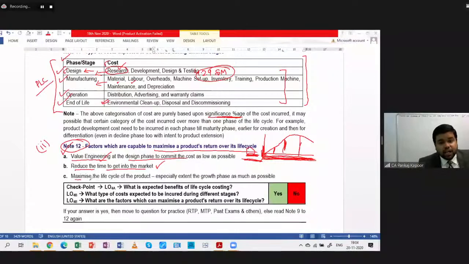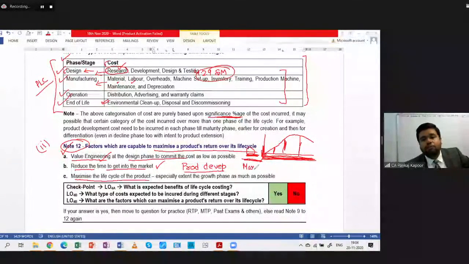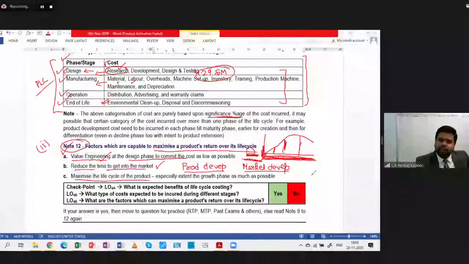What is the third way? Maximize the life cycle of the product. How can you maximize the life cycle? With the help of product development: develop some new feature when the product is on the market, or with the help of market development. Try to go into new geographical regions and sell the old product, like Haldiram Aloo Bhujia. They earlier sold their product in India, and now they have moved abroad, and in Europe it's easily available, even in the rest of the world as well. So you can also go for this market development.